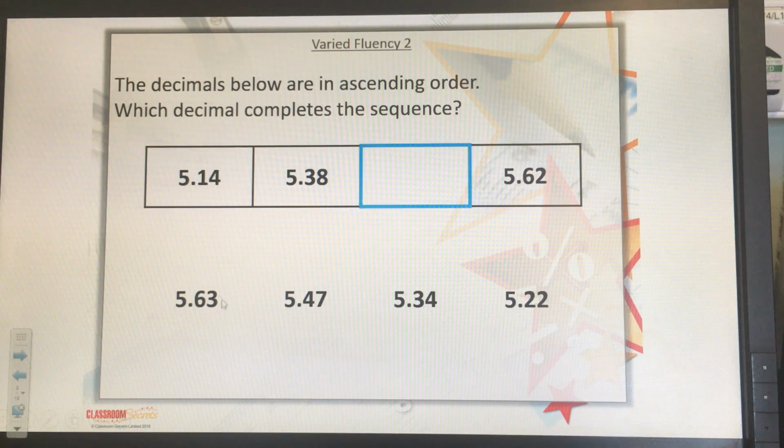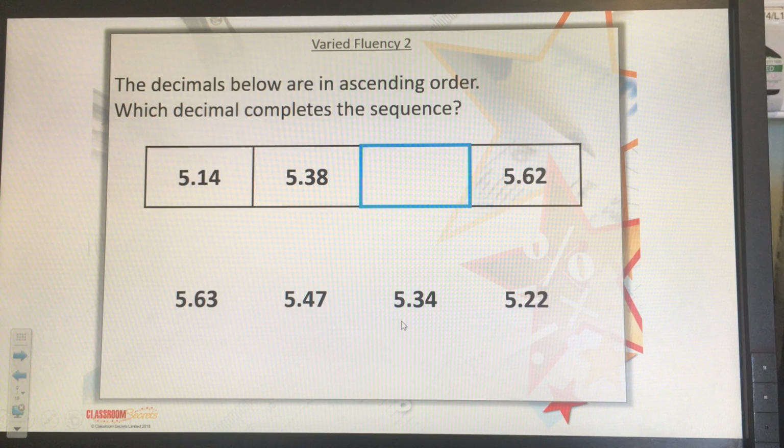So I know that this one is too large, because it's larger than 5.62, because it has more hundredths. This number might fit, we've got 5 ones, 4 tenths and 7 hundredths. So that is larger than this number, but smaller than this one. I'll have a look at these ones just to check my answer.